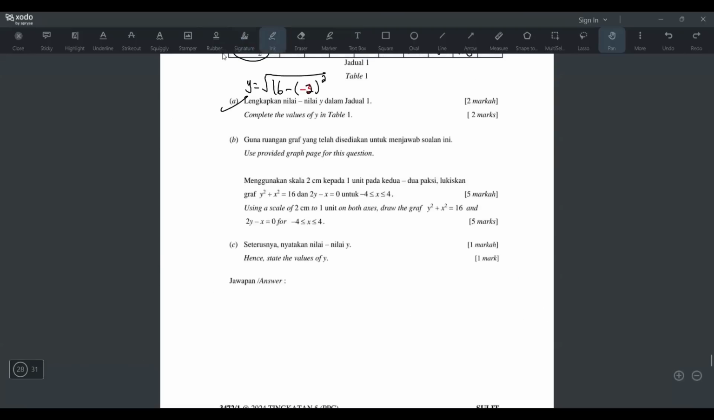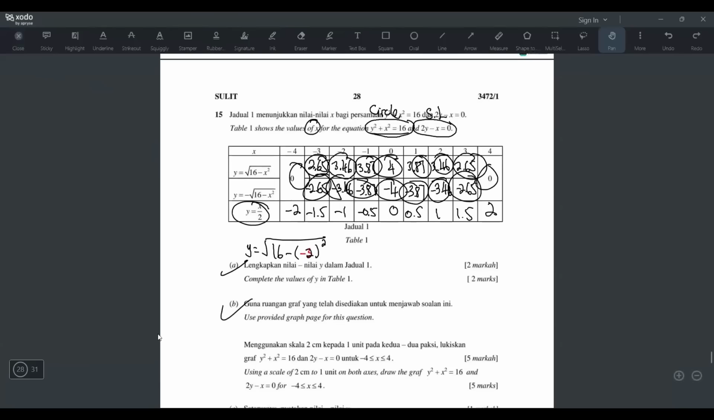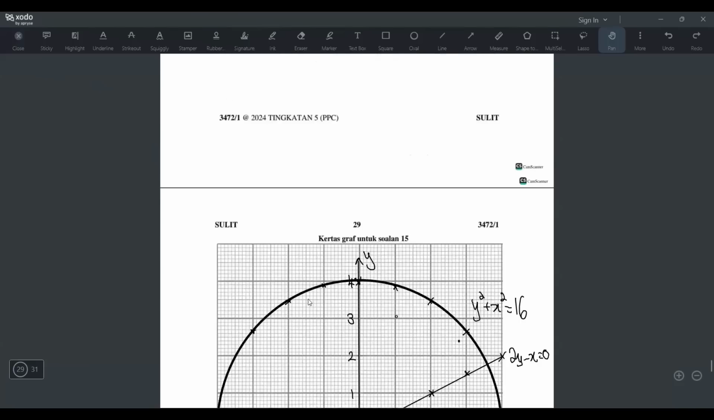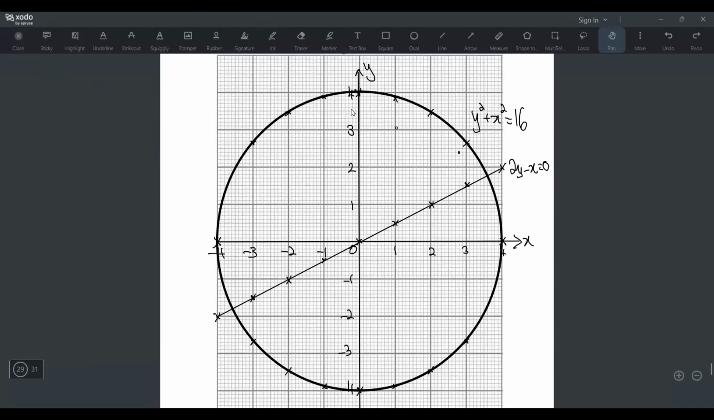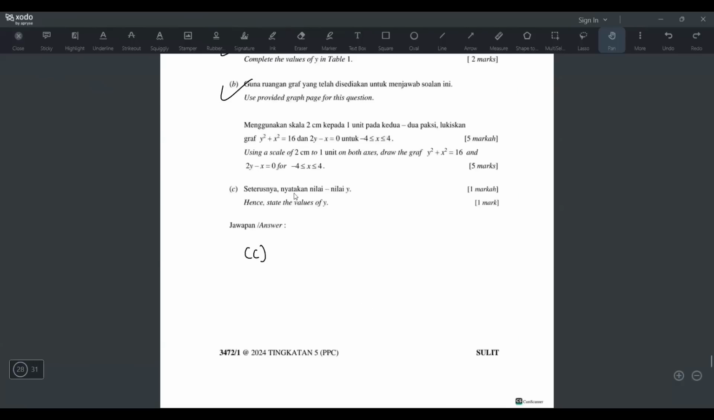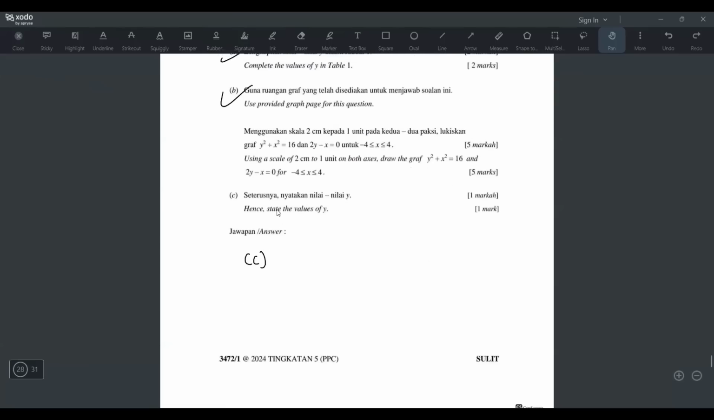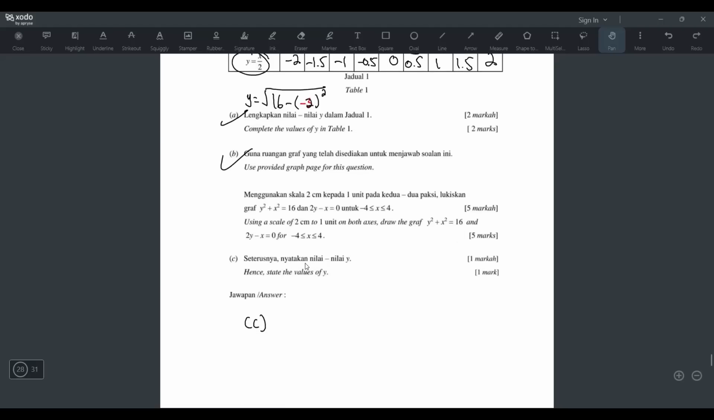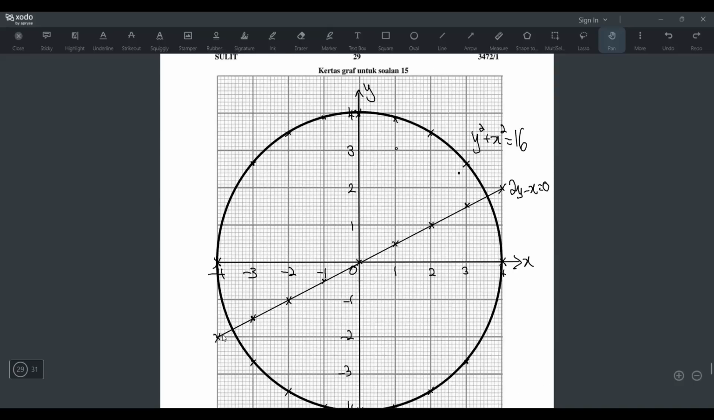Let's do C now. Hence state the values of y. What y are they talking about? I already completed the y, right? Which y are they talking about? I think they want the y for the intersection point. But they didn't mention it clearly. They should say intersection point or something. But I think what they want is the intersection point between the straight line and the circle.